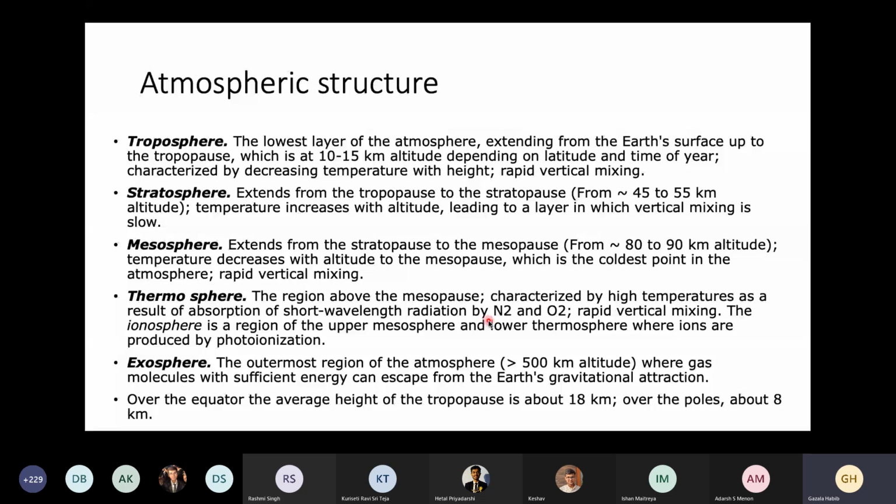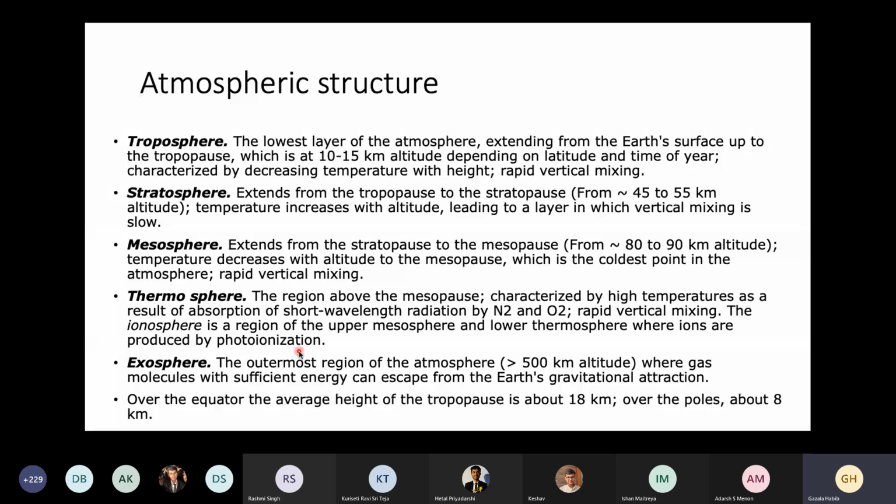Even in our troposphere we have N2 and O2, right? Basically, so they absorb the short wavelength radiation, but I think in thermosphere the absorption of this is more, because maybe distance also matters over there. And the rapid vertical mixing, the ionosphere is the region of the upper mesosphere and the lower thermosphere where ions are produced. So above the thermosphere there is just ionization. All the components are present in the form of ions because the temperature is very high in that region.